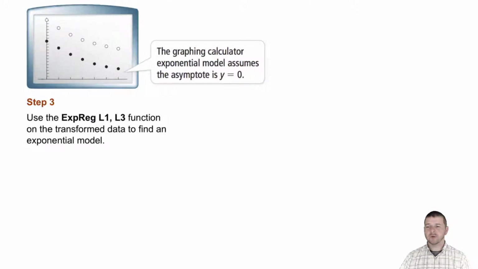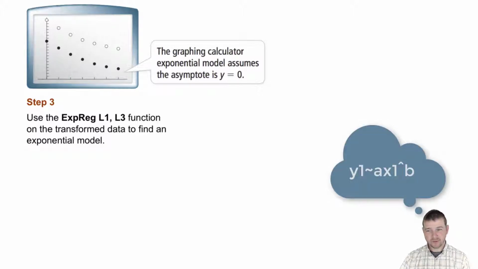Step 3, we'll use the exponential regression L1, L3 function on the transformed data to find an exponential model. Of course, we could use exponential regression notation on Desmos to find the same exponential model.